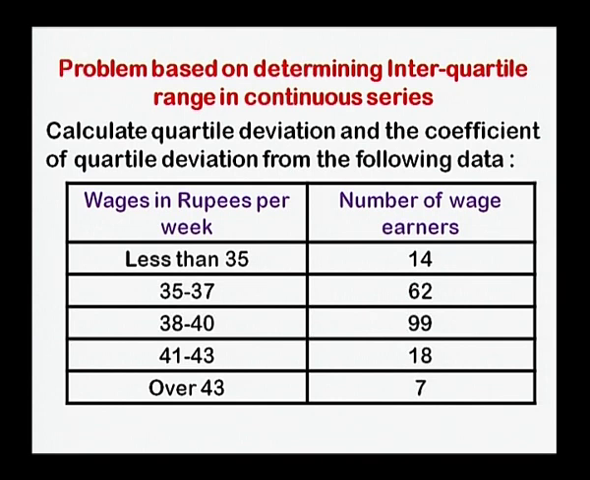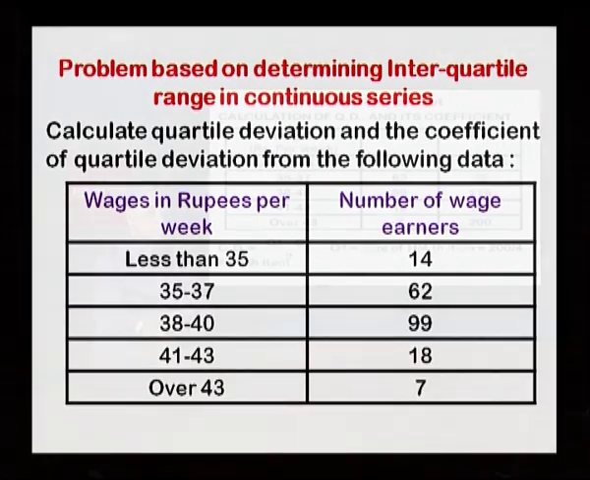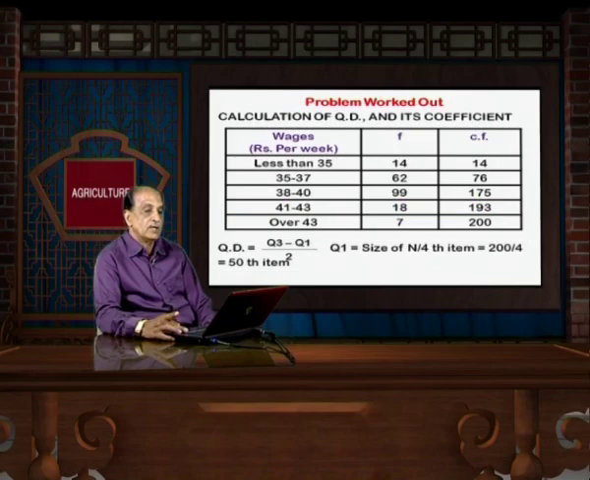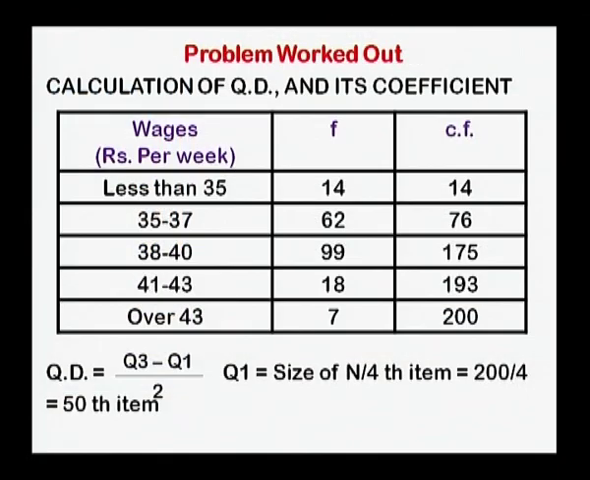And how many people are getting wages in these class intervals? That is 14, 62, 99, 18, and 7. Now, we calculate quartile deviation on the basis of this problem. Wages per week less than 35, the frequency is 14. For 35 to 37, the frequency is 62, for 38 to 40, the frequency is 99, and so on.